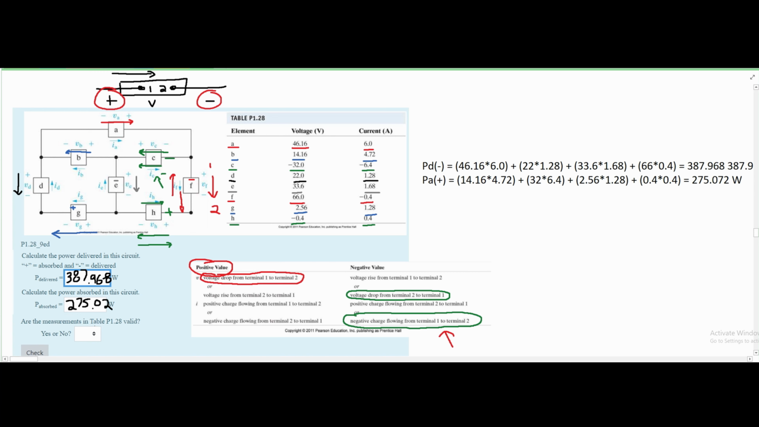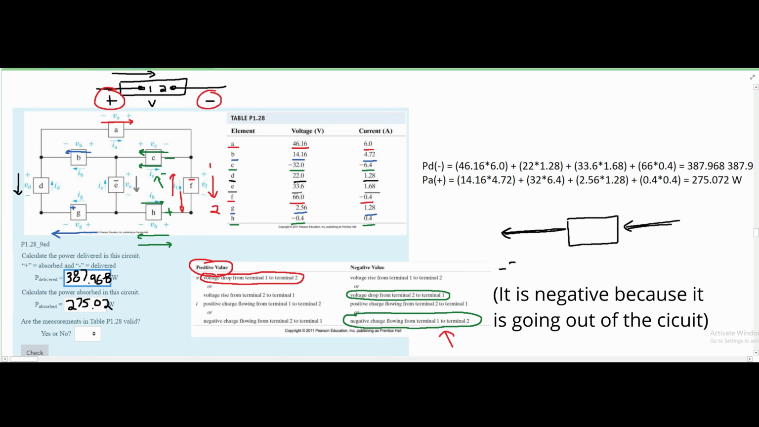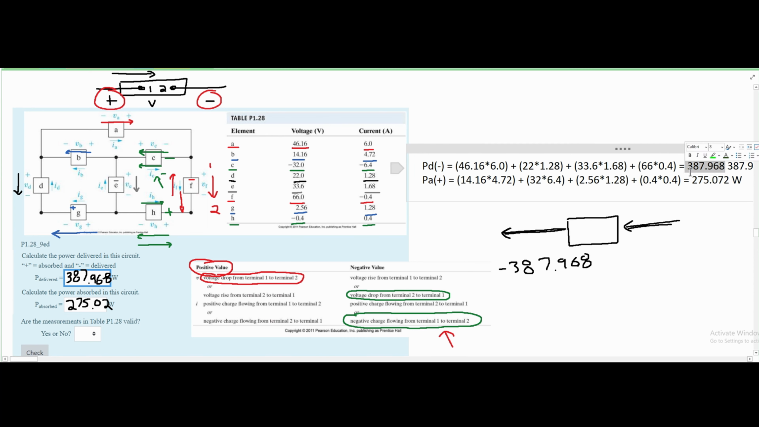Now, are the measurements in the table P1.28 valid? We have to see if this is true or not. And to do this, we need to look at the absorption and delivery. So when we have our circuit like this, we know that power is going out of it, like a car battery. So we have the wattage going out, and then we have wattage coming in. When we start the car, we are delivering power, and then when we're running the car, we are charging the battery. Well, when we are delivering power, we are delivering negative 387.968. I don't know why this is duplicated. This should only be written once. But we have this being delivered.